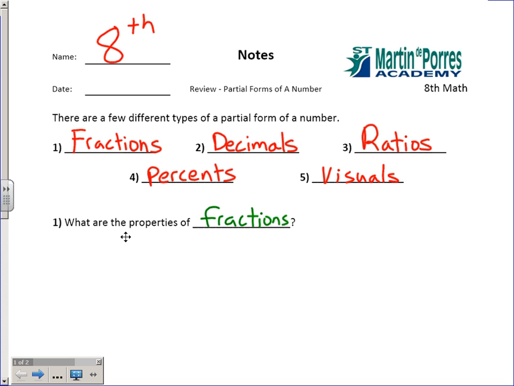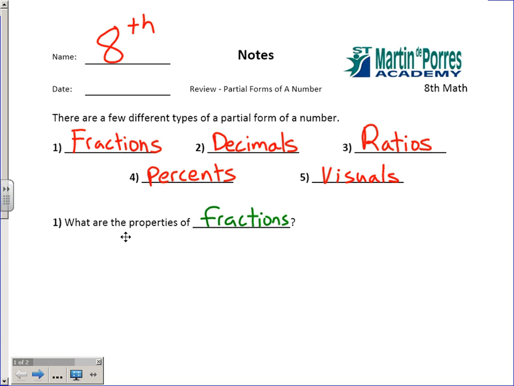So, our first lesson, we're talking about partial forms of a number. This is dealing with there being a whole, and you have to identify your whole, whatever it is, your entire class, and being able to represent if there's a situation where not everybody is included. So, for instance, the portion of the class that are girls. You would represent that using a partial form of a number.